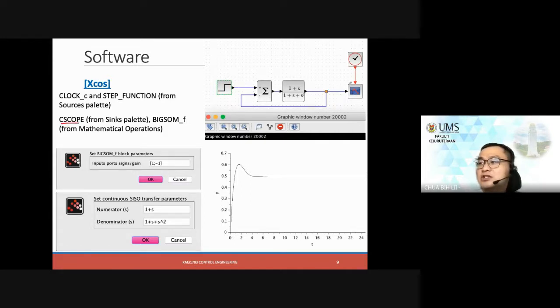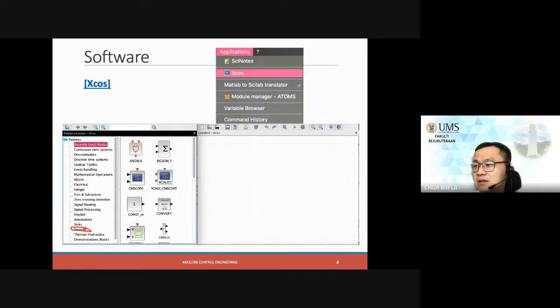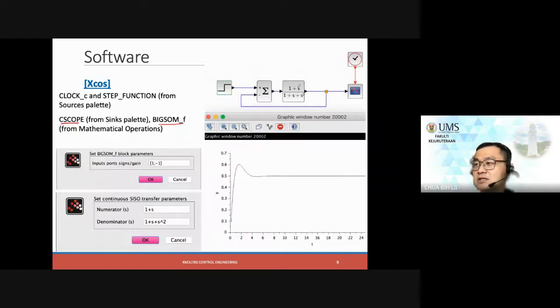Okay, so C scope, this is how it looks in the palette. Big sum functions, from the mathematics, just now you saw it. You just drag it out. And this one, let's check. I think that one is just the normal transfer functions. Yeah, okay, normal transfer functions. You just drag a block over there, then you can start to type it on your own. Once you have done that, you try to connect them together.